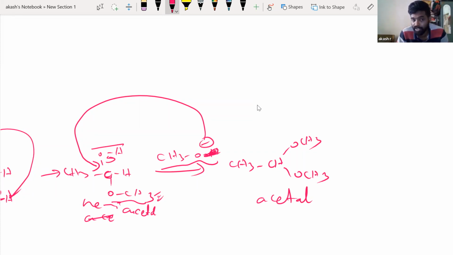The first time is nucleophilic addition. The second time is nucleophilic substitution. This particular reaction is actually a nucleophilic substitution reaction, is it not? Because OH minus is replaced by CH3O minus. Very, very simple.